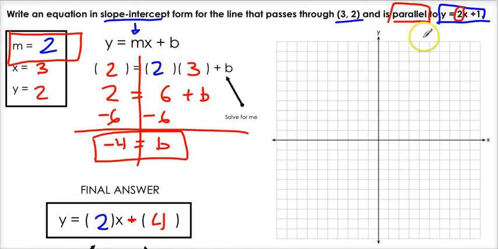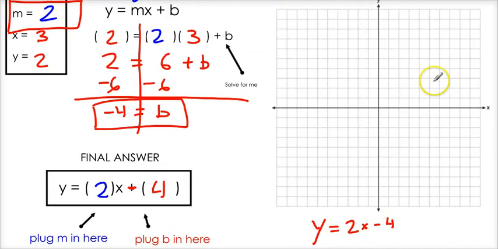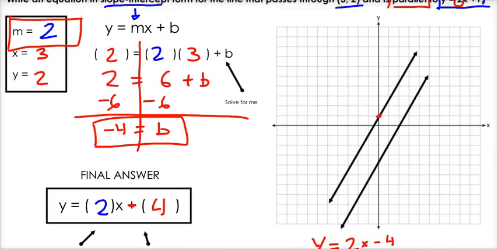Now take a second. I want you to graph both of these lines, y = 2x + 1 and y = 2x - 4, and see if this actually works. Graph it on your own. All right, hopefully you paused your video and you now have these two lines drawn for you.